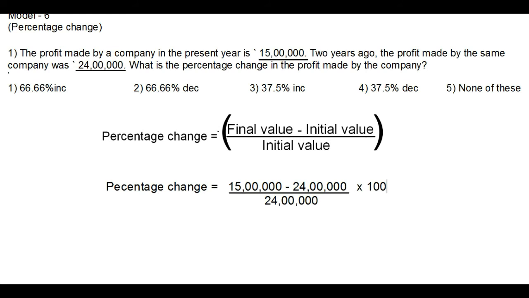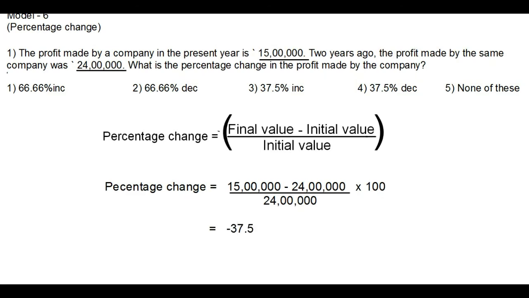So the answer here should be minus 37.5%. And this minus sign indicates that the profit has decreased. So we can say that the percentage change in the profit made by the company is 37.5% decrease. So this is nothing but a decrease in the profit. So the answer here is 37.5% decrease.